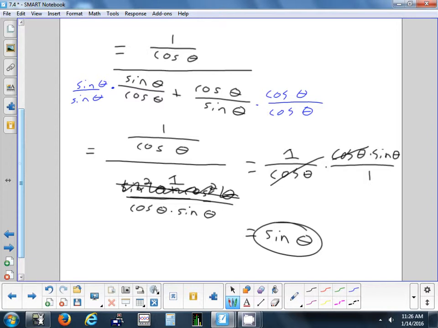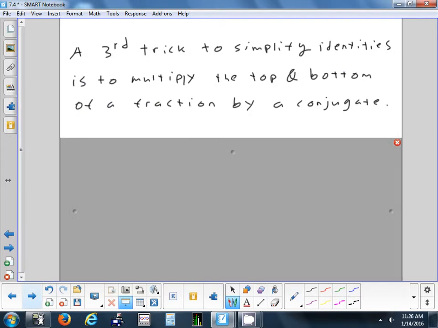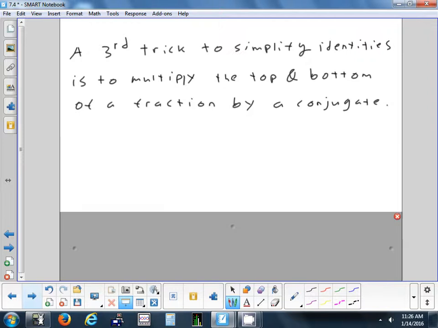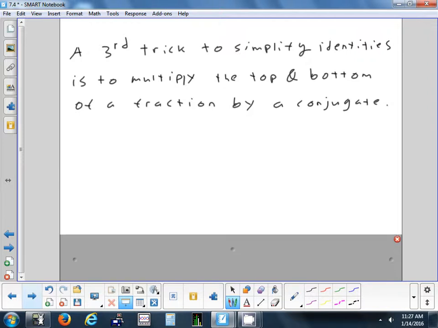But there's a very limited number of things to try. Change to sines and cosines, common denominator. Okay, there's one more trick I haven't taught you, but once I teach it to you, those are pretty much the only three tricks. All right, so the third trick is to use a conjugate. And not necessarily the conjugate of the bottom or the top. It could be either one. Okay, multiplying the top and the bottom by a conjugate.